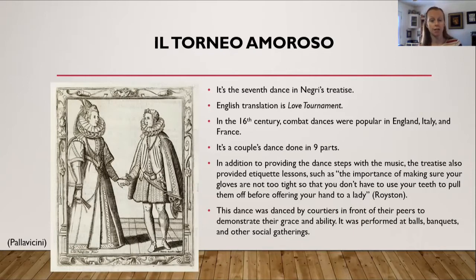The English translation of Il Torneo Amoroso is Love Tournament. And in the 16th century, combat dances were popular in England, Italy, and France. This dance is done in 9 parts. If you remember the Italian dance steps that I showed you at the beginning, there were 9 parts.